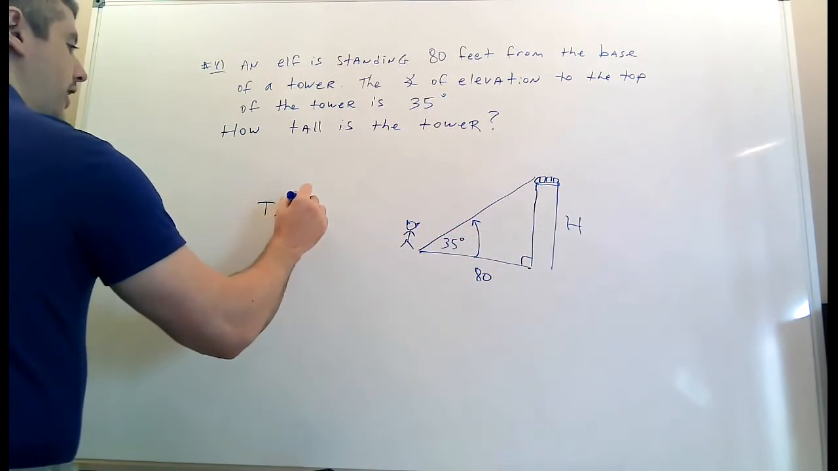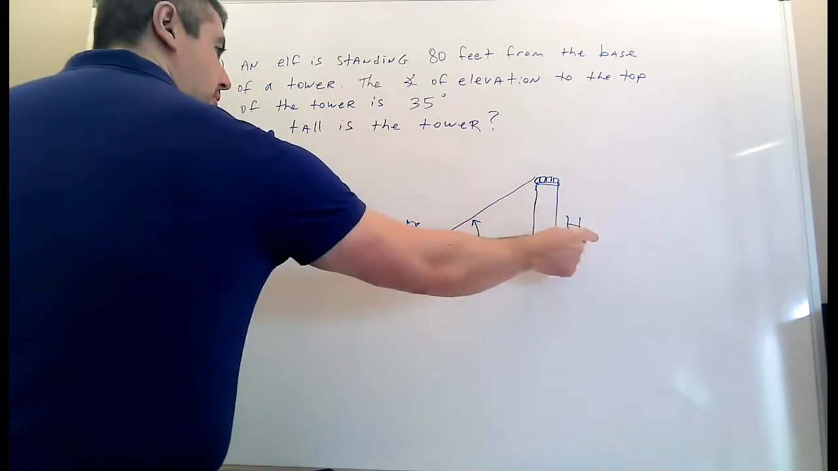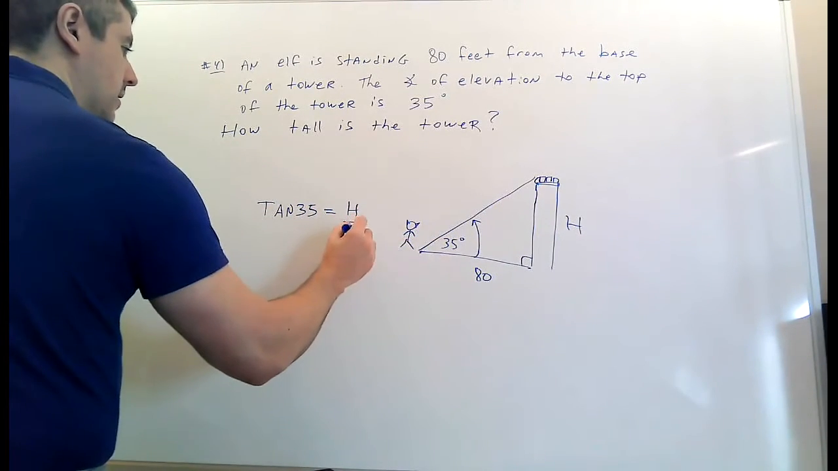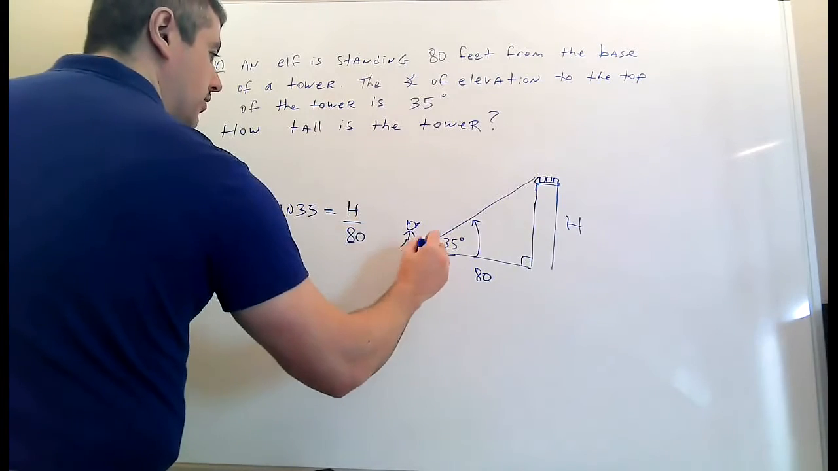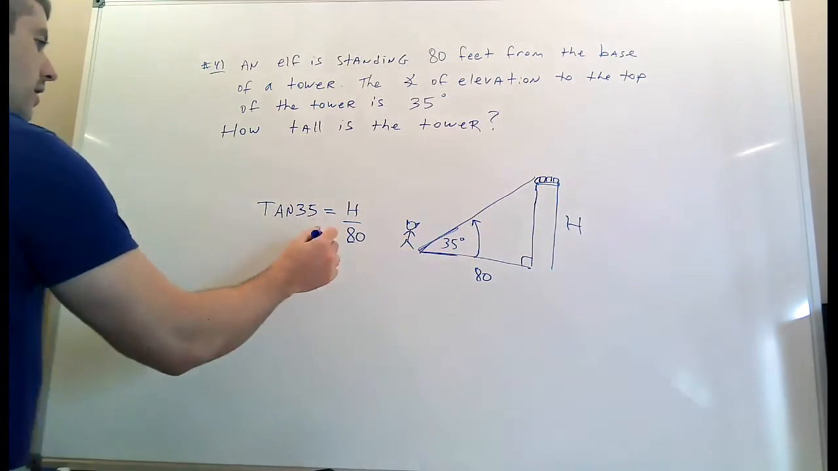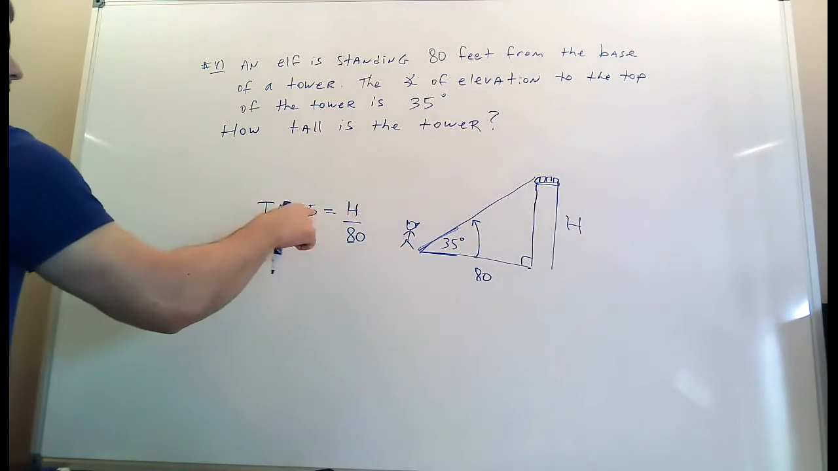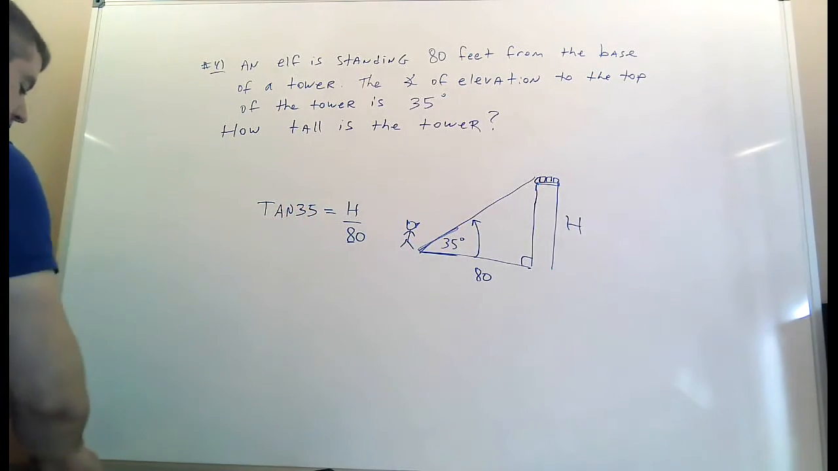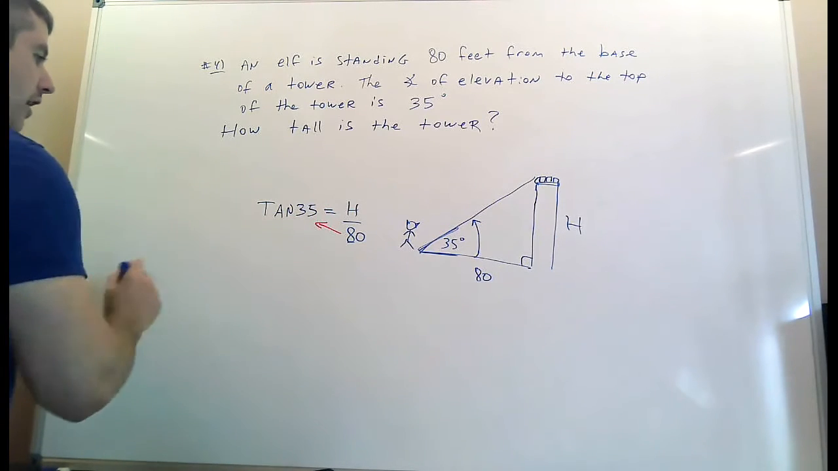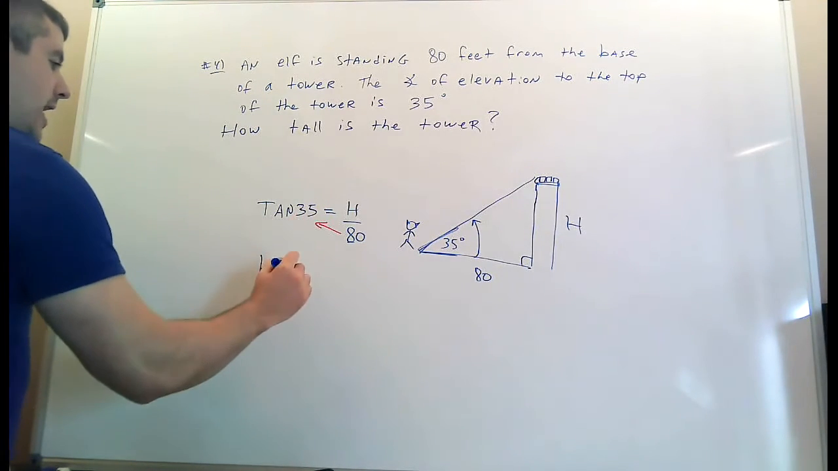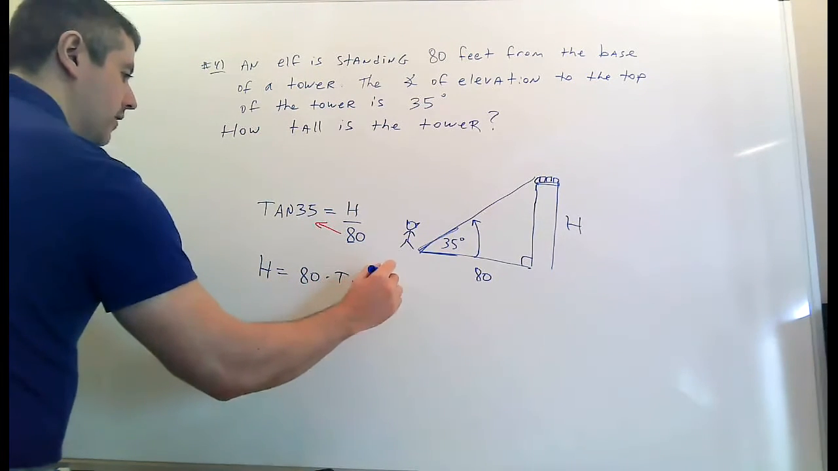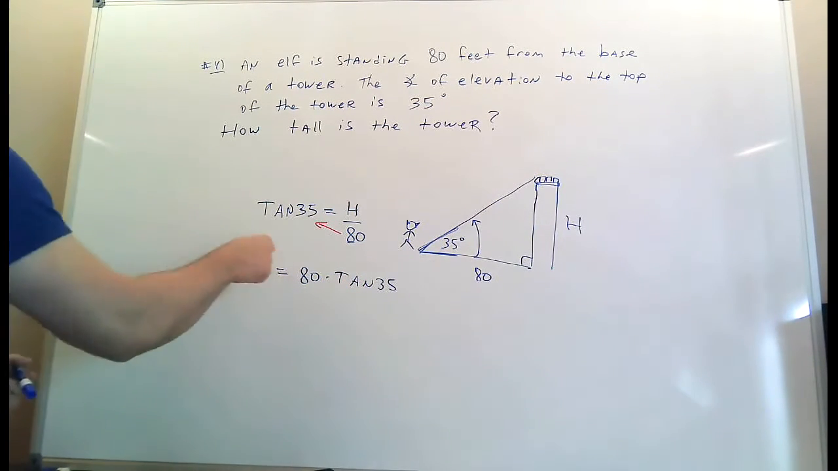So the tangent of 35 is going to be the opposite side, which is H, over the adjacent side, which is 80. Why is that adjacent? Because that one's touching. The side that is touching the angle is the adjacent side. So step 1, you write your equation down using your trig ratio. Step 2, do your cross multiplication. Solve for H. Get H alone. H is equal to 80 times tan 35. If you want to put the H on that side, fine. I just rewrote it this way.